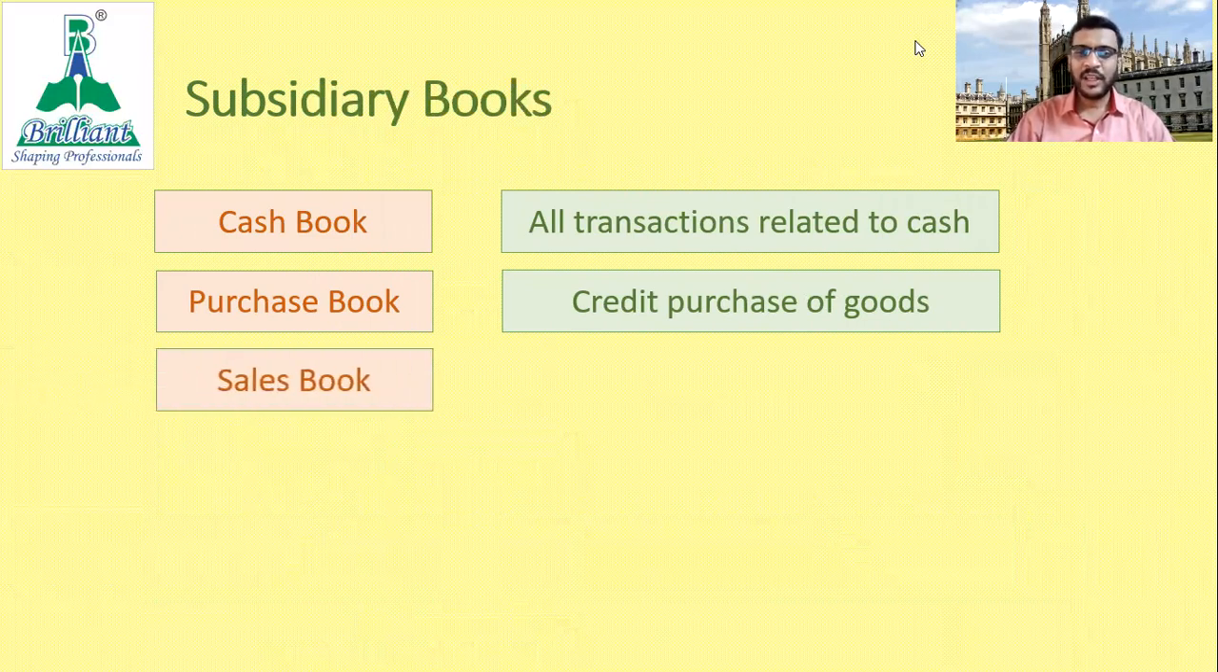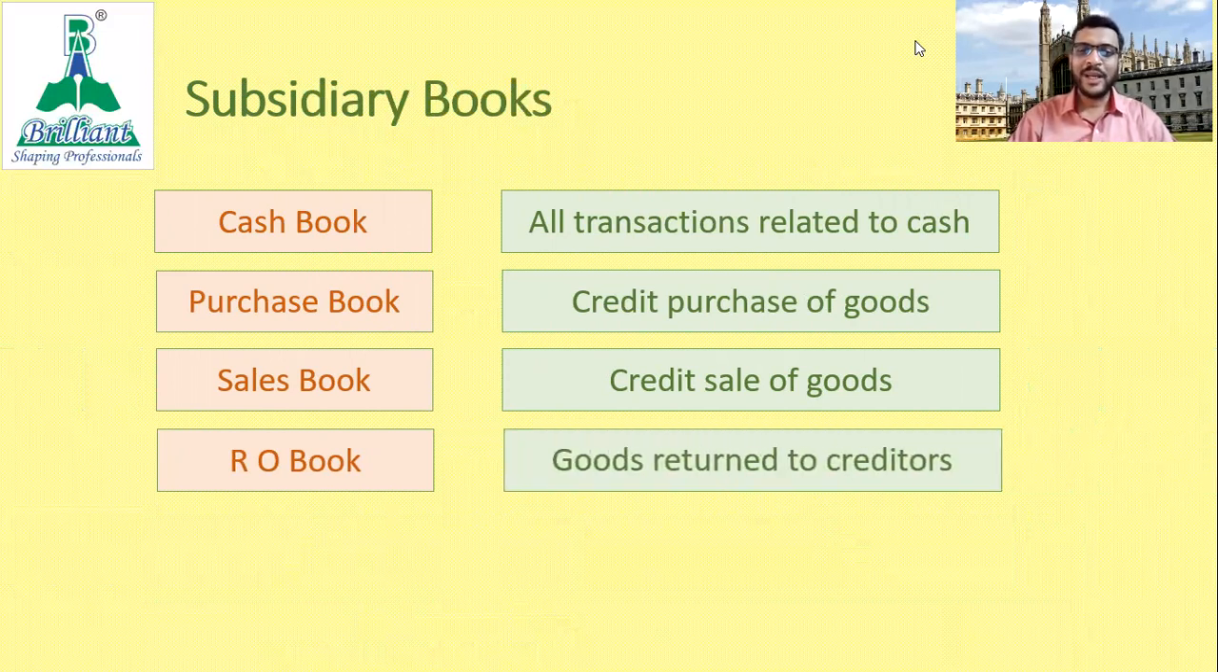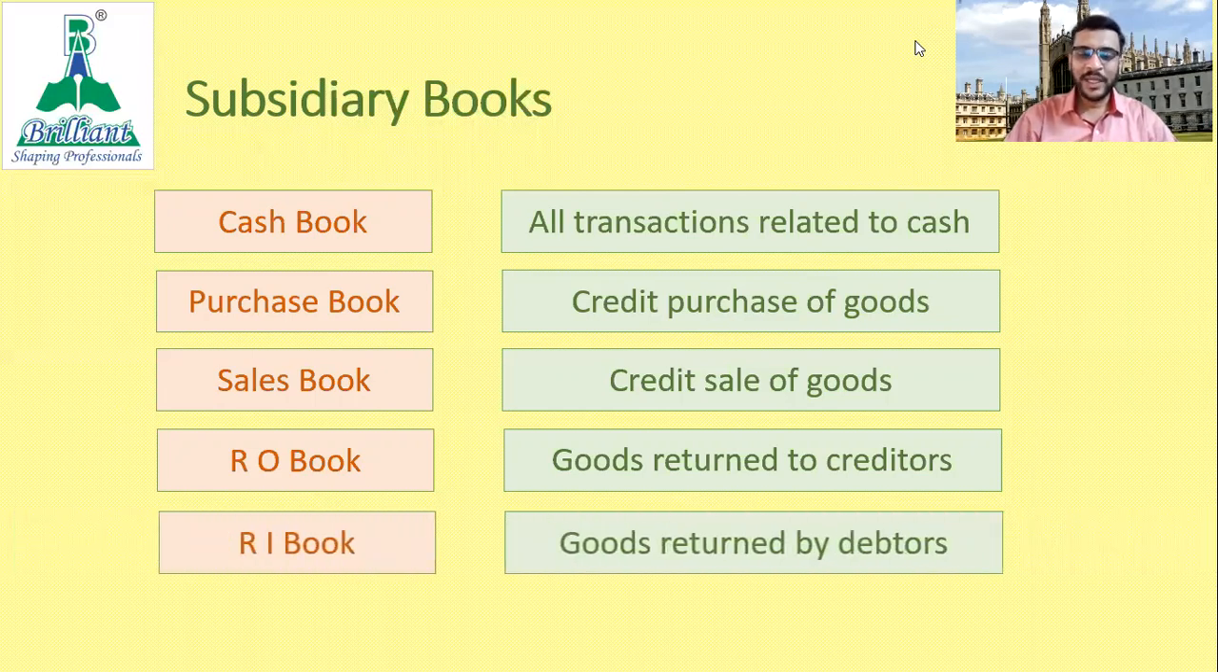Now sales book. Sales book is the opposite of purchase book. So it will be credit sales of goods. When goods are sold on credit basis to a debtor, it will be recorded in the sales book. When goods are sold for cash, it will be recorded in the cash book. Return outward book, or purchase return book: when goods are returned to a creditor, we will use the return outward book. Opposite of it, return inward book means sales return book. When debtors or customers return the goods to us, we will record them in the return inward book.